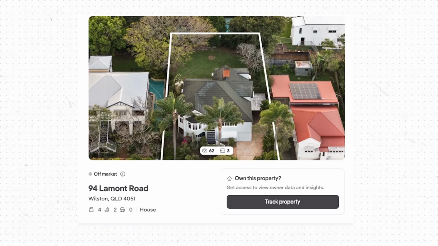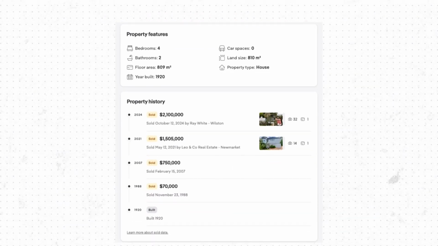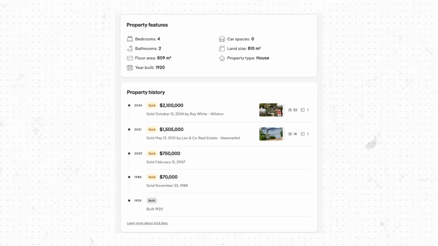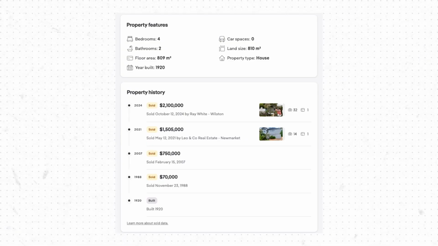And now, let me give you some property examples and see when it comes to individual properties if land sizes matter. I've got 2 pairs of properties. One pair is in Brisbane and the other pair is in Melbourne. Now, the Brisbane pair, these 2 properties are both in the suburb of Wollston. Property A is 94 Lamont Road. It has 4 bedrooms, 2 bathrooms, 2 car spaces. It was sold once in 2021 for 1.5 million and then resold in late 2024 for 2.1 million. There's no significant renovation during that time, and the total value growth was 40%.